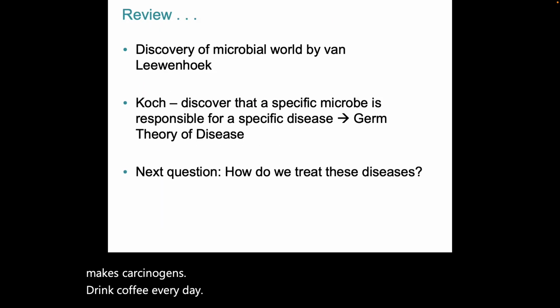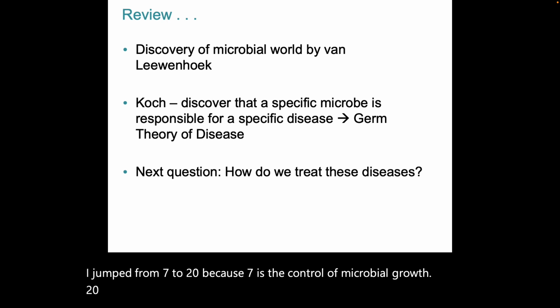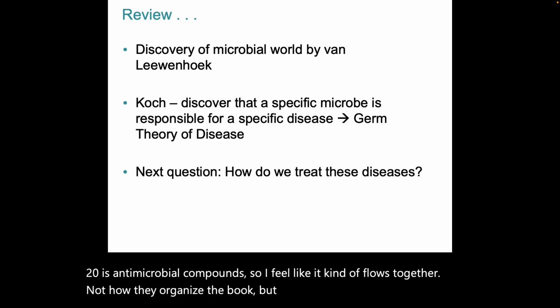Okay, so I jumped from 7 to 20 because 7 is the control of microbial growth, and 20 is antimicrobial compounds. So I feel like it kind of flows together. Not how they organize the book, but that's fine. I can do what I want. So I put 20 after 7.